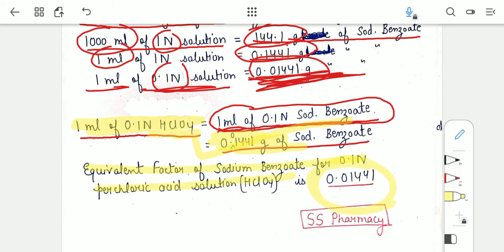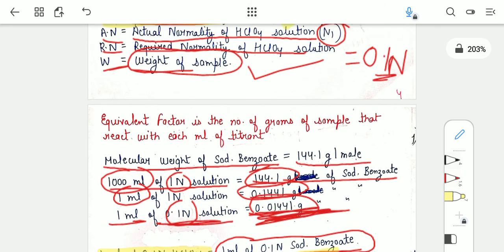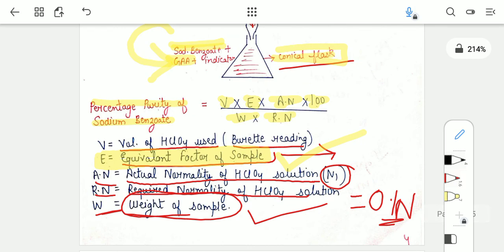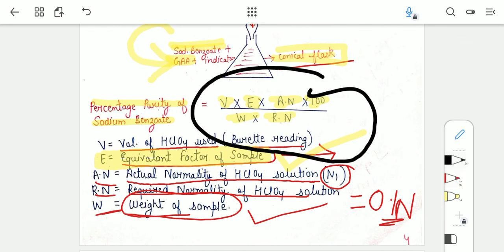So this is our equivalent factor of sodium benzoate for 0.1 normal perchloric acid, and then we will put this value in this formula along with the rest of the values, and we can finally calculate the percentage purity of sodium benzoate, and our compound will be estimated.